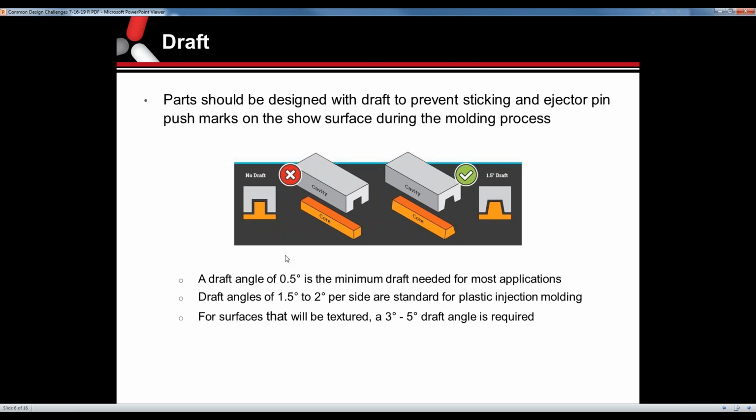Even for pulls and side actions like that, you want to have them drafted so those actions can be easily pulled during the demolding process. Drafts and radii both go the same. For molding, the larger the radius and the larger the draft, the easier it is to mold the part, for filling and ejection.